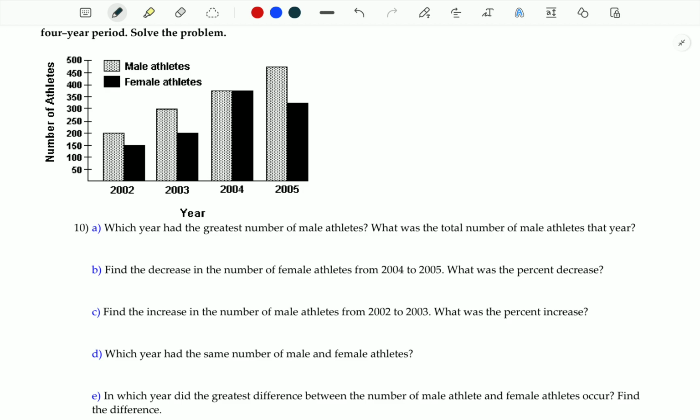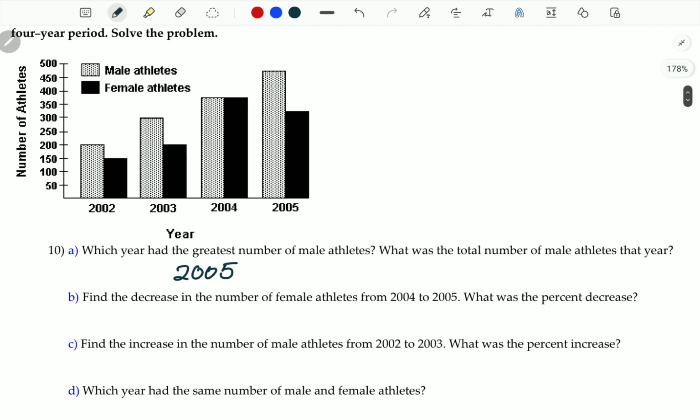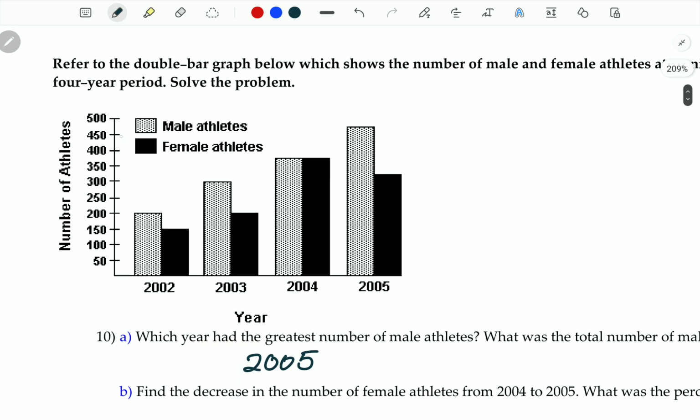Number of athletes. A. Which year had the greatest number of male athletes? What was the total number of male athletes that year? The answer is 2005. 2005 had the greatest number of male athletes, and that appears to be between 450 and 500. So we're probably going to say 475, but let's just make sure. Yep, 475.